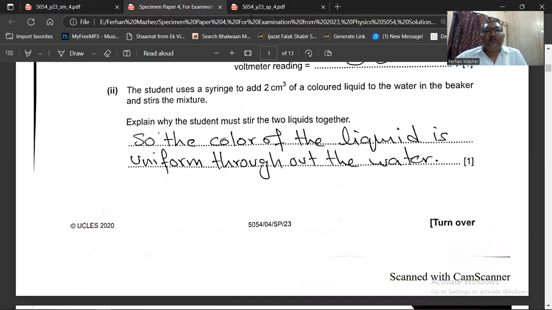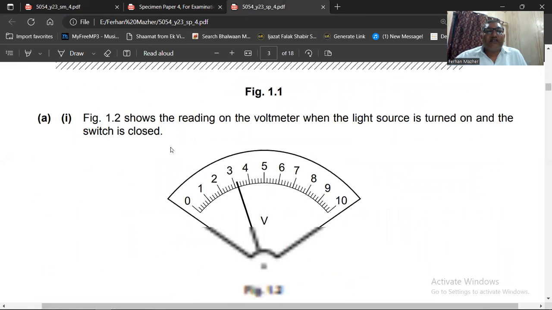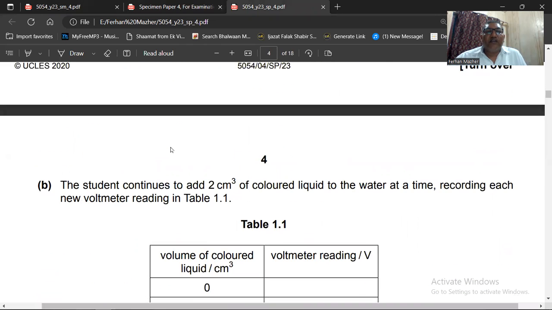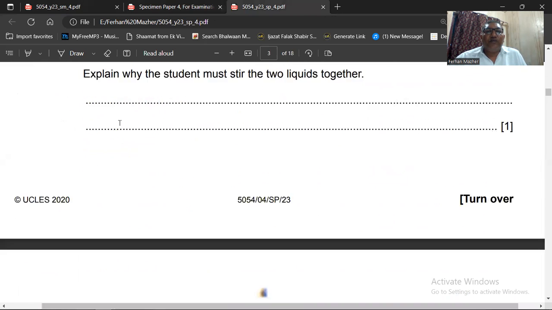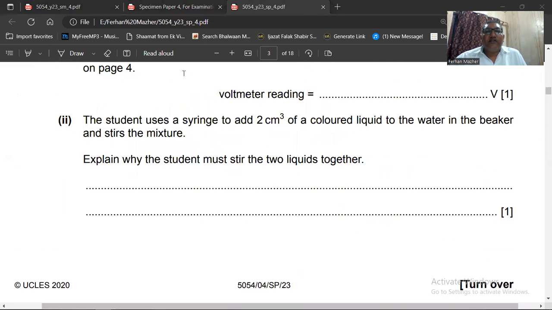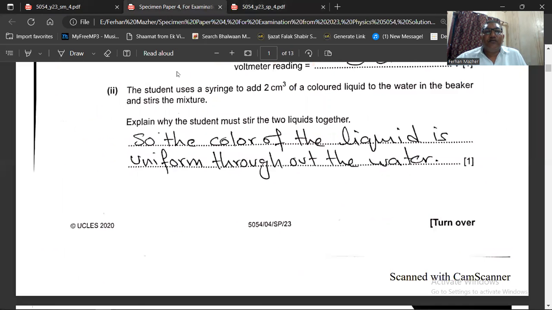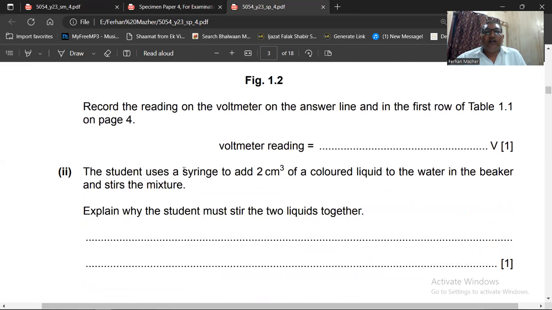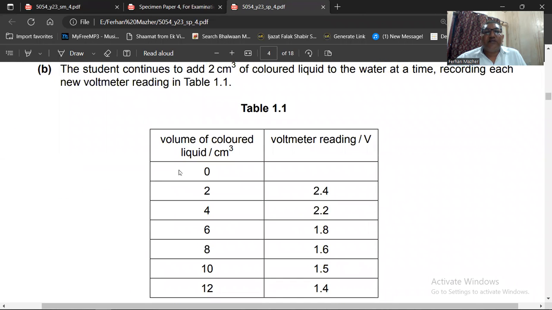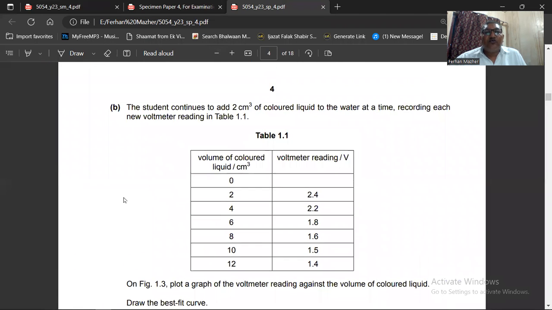Okay, so we are going to the next part. The next question coming up on your screen is part B. It says the reading on the voltmeter was 3.2. Yes, the reading is 3.2. So we are going to write that value here in this table. Let me show you this table. The student continues to add 2 cm³ of the colored liquid to the water at a time, recording each new voltmeter reading in table 1.1.